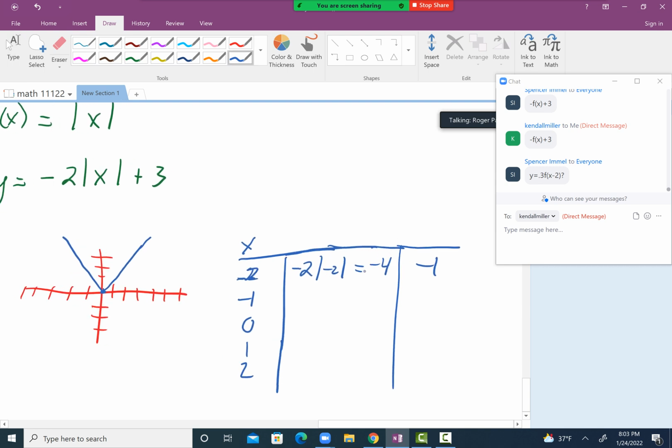Now I'm going to keep this going. Let's start with negative 1. Negative 1 is going to go into that absolute value like this. The absolute value of negative 1 becomes a positive 1, so that'd be a negative 2. But then what am I going to do with the negative 2? Yeah, add 3. Very good. So that's going to give me a positive 1. Okay, good job.